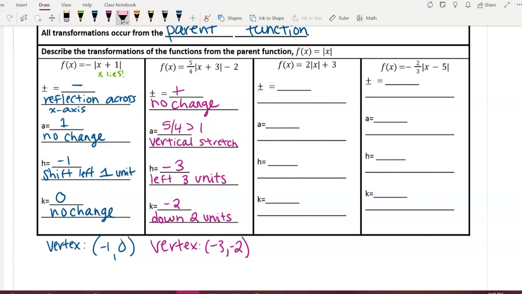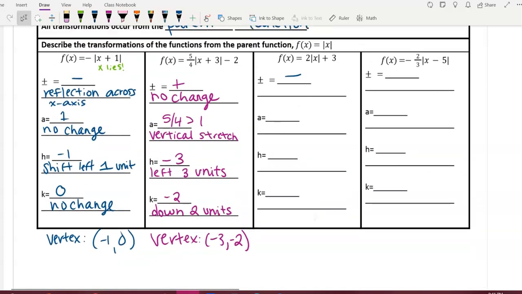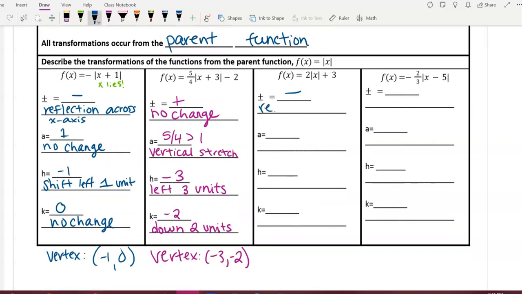Now, is this graph positive or negative? It is negative. That means, let's look at the top again. Negative means reflection across the x-axis. Across or over, either one is okay, it's understood.